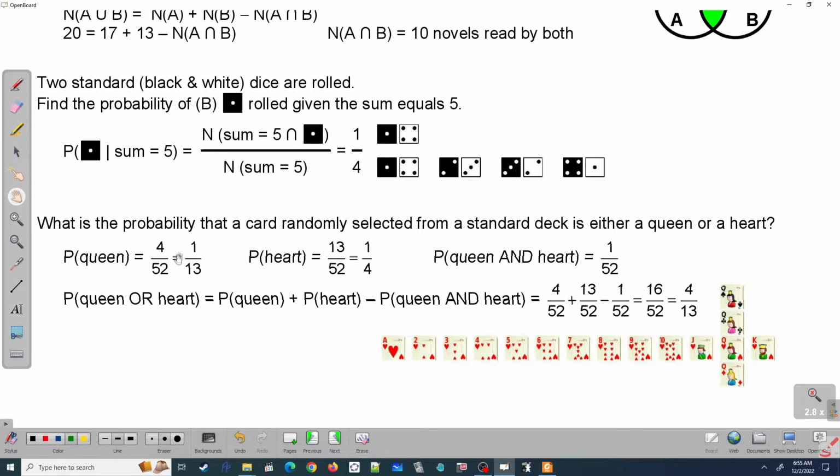It's because this one and this one are counting the Queen of Hearts, that card, twice. Each one is counting it once, therefore a total of 2 times. That's 1 too many times, and that's why I'm going to subtract one of those extra Queens of Hearts. And that's why when you go 4/52 plus 13/52, and you subtract 1/52, you get 16/52, which is what I said, and that reduces to 4/13.